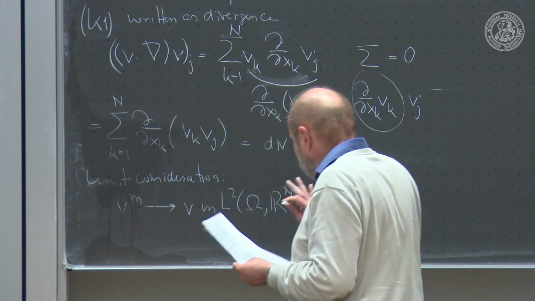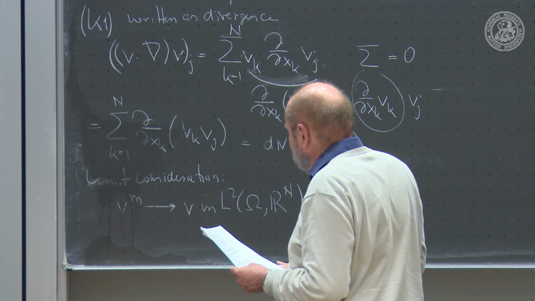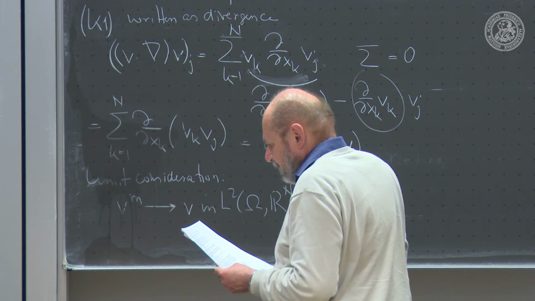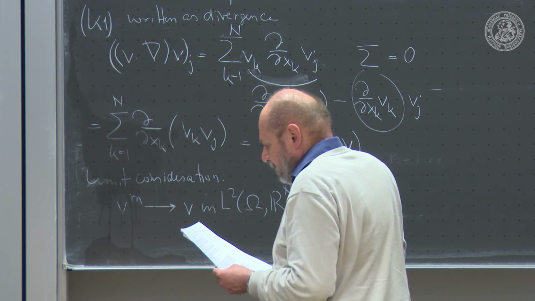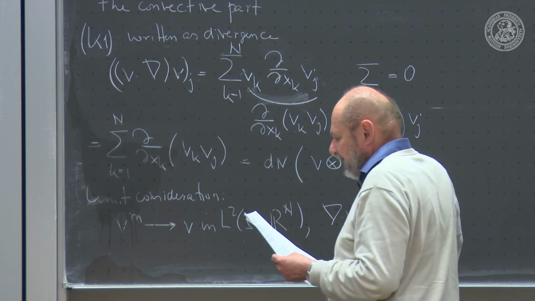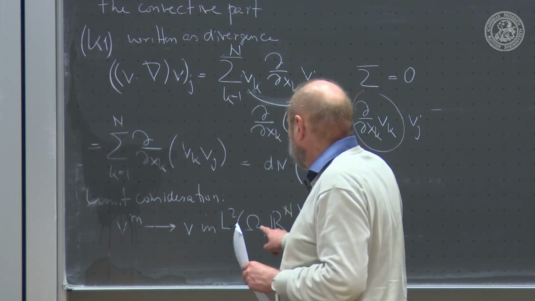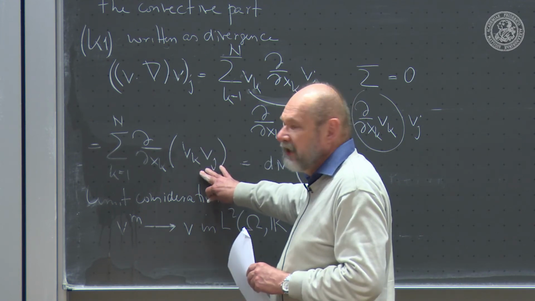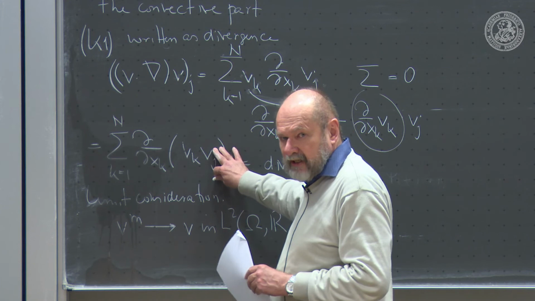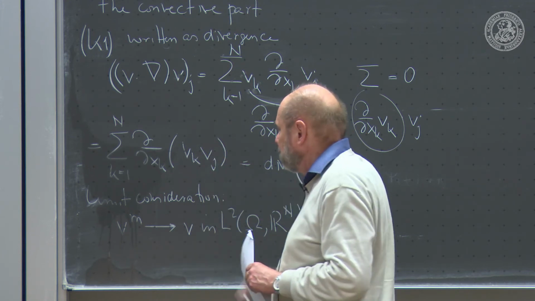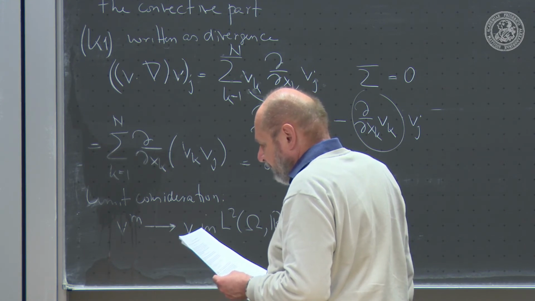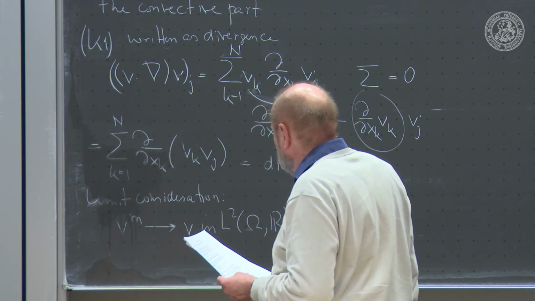So we have no assumption whatsoever on the convergence of derivatives. Okay, now let's have a look here. Because of this strong convergence, we know that all these products converge strongly in L1. L2 functions times L2 function gives an L1 function. That means we have distributional convergence of the derivatives.